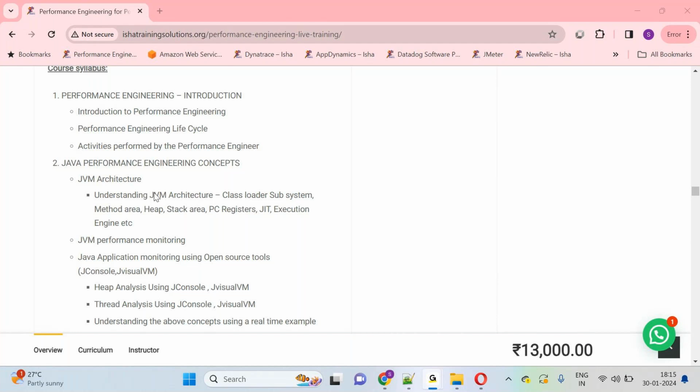Hi sir. I wanted to ask, will this course also cover performance engineering of .NET applications, or is it a generic course that will help if someone is doing performance testing and engineering on .NET applications?